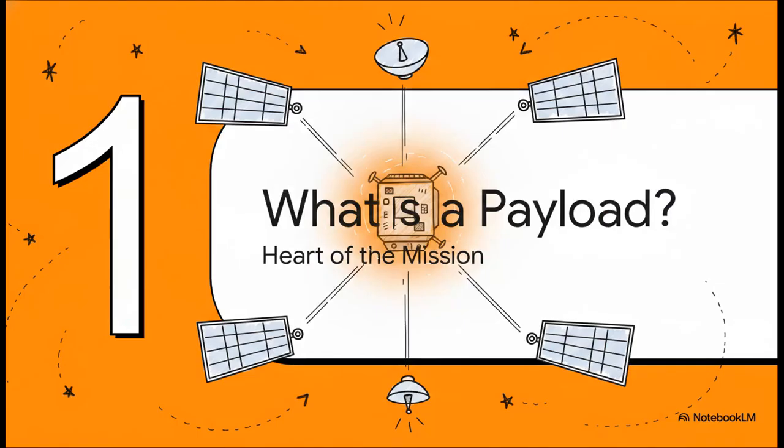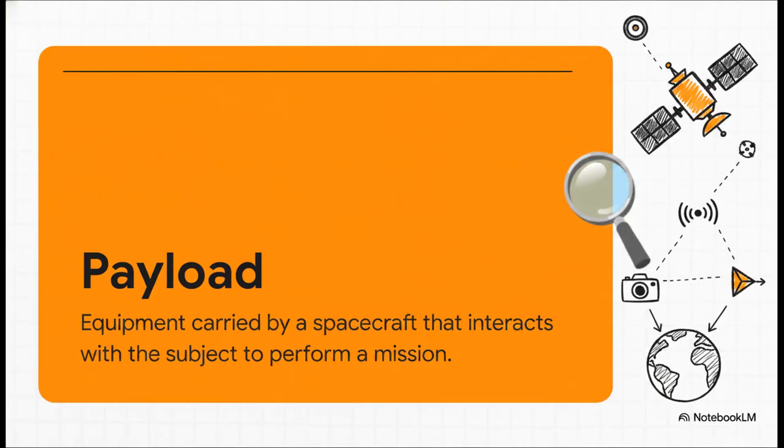Starting with part 1, what is a space payload? We are starting right at the heart of the spacecraft. Basically, this is the entire reason a space mission even exists. The textbook definition tells us that a payload is the total complement of equipment carried by a spacecraft that interacts with the subject in performance of a particular mission. So the crucial point here is that a satellite isn't just some shiny silver box floating in the sky, right? It's a meticulously designed tool. Everything else up there, the solar panels, the thrusters, the communications dishes, is literally just there to support this one crucial element, whether that's a camera taking a picture or a sensor measuring a magnetic field.